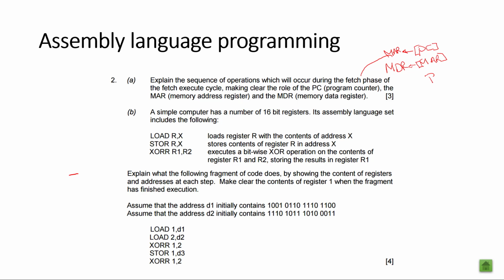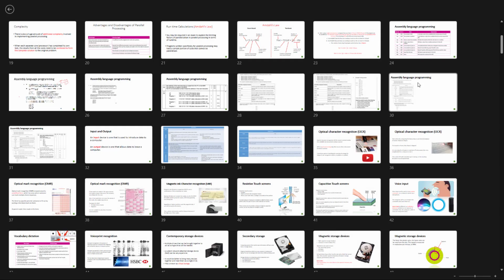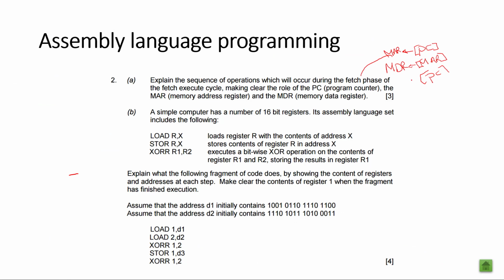So the contents of the program counter, or the instruction, is incremented by 1. So PC plus 1. There's your 3 marks for 3 clear instructions there: PC to MAR, MAR to MDR, PC equals PC plus 1. Okay, increment that one.